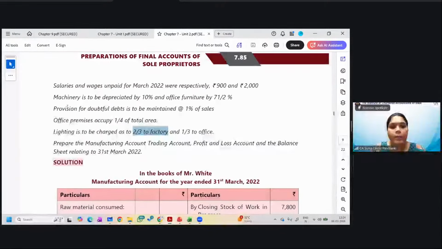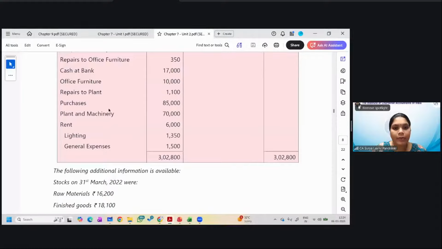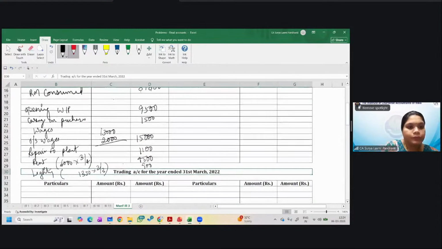Now look at this point. They told us machinery is depreciated by 10%, right? And office furniture by 7.5%. Now this machinery is related to your factory, so the depreciation on this machinery or the plant will come here. The depreciation on office furniture will go to your P&L statement. This breakup you will also have to do. Now, what is the plant and machinery value? Depreciation I'm writing here. 70,000 into 10%. How much is the value? 7,000.